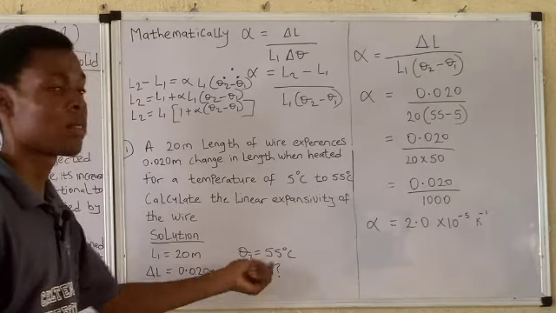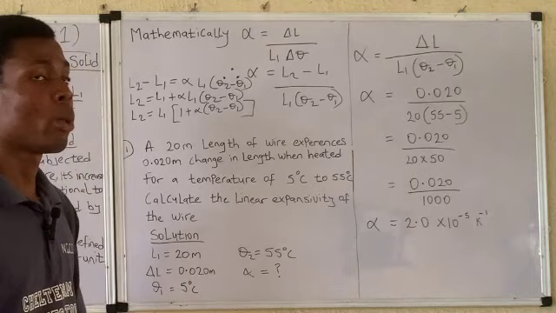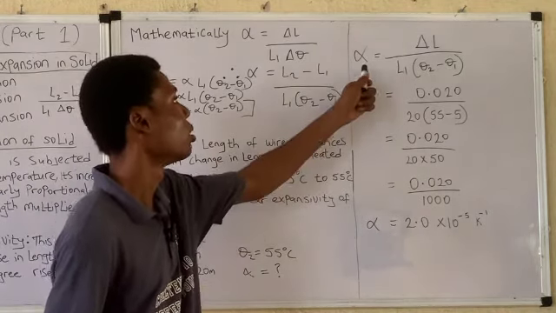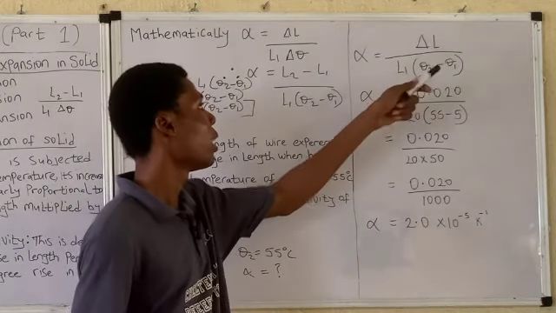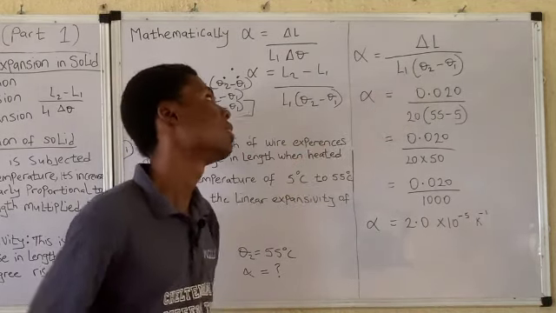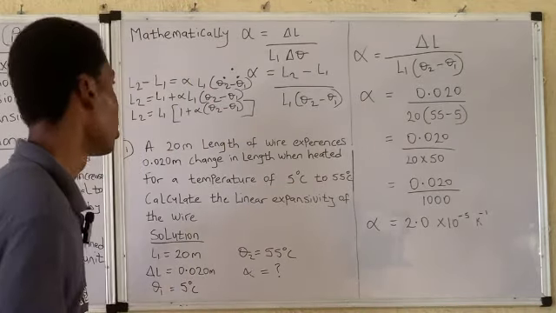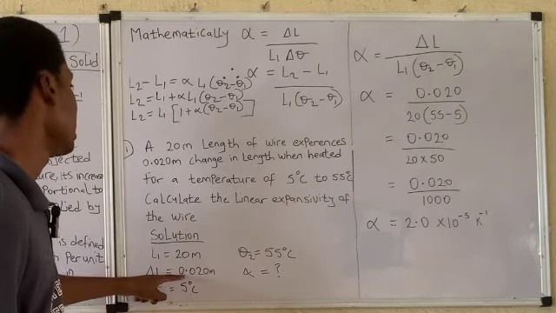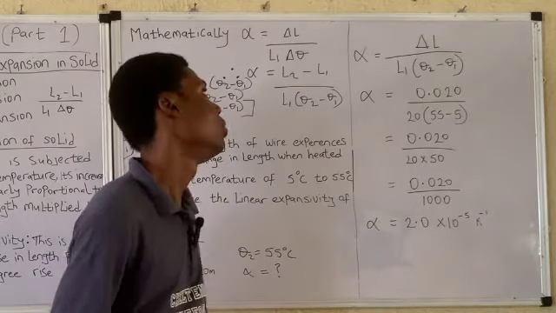So linear expansivity is what we are looking for. We have brought out the parameters, so we solve using our formula: linear expansivity equals change in length over L1 in bracket theta 2 minus theta 1. Now, from our formula, what is our change in length? As you can see, our change in length is 0.020 meter, which we have here.